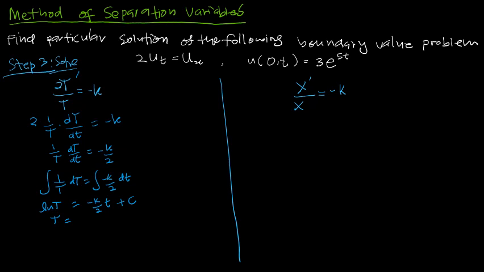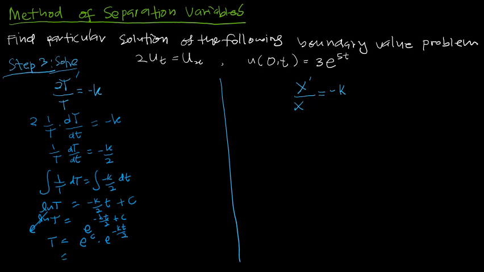We put the exponential on both sides. I put the exponential first, so we have e to the power of negative k t over 2 plus c. The exponent and ln cancel, so we get T equal to e to the c multiplied by e to the minus kt over 2.